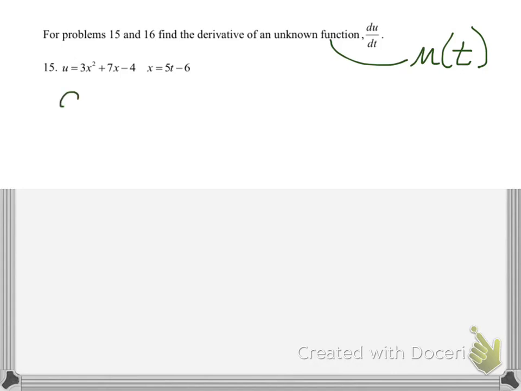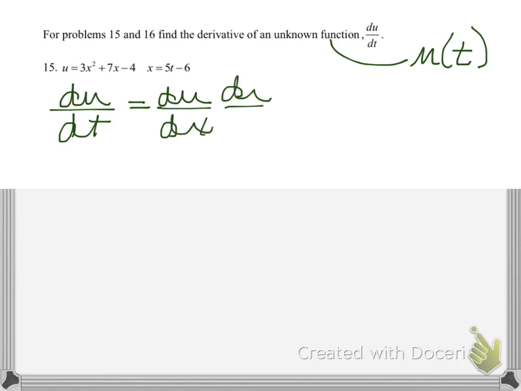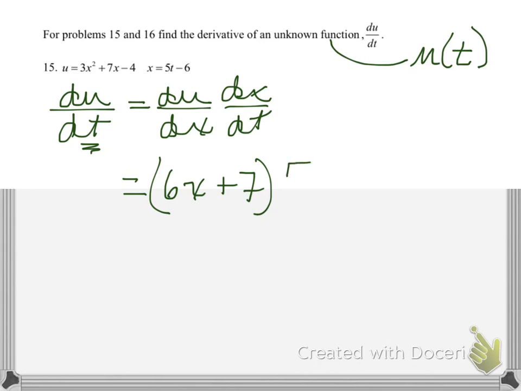So if we want to find du dt, the derivative of u with respect to t, that's going to equal du dx times dx dt. And I'm going to remind you that at the end of the problem, you can only have t as a variable because you're looking for du dt. So let's begin. Du dx is 6x plus 7. Put that in parentheses. Dx dt is simply 5.